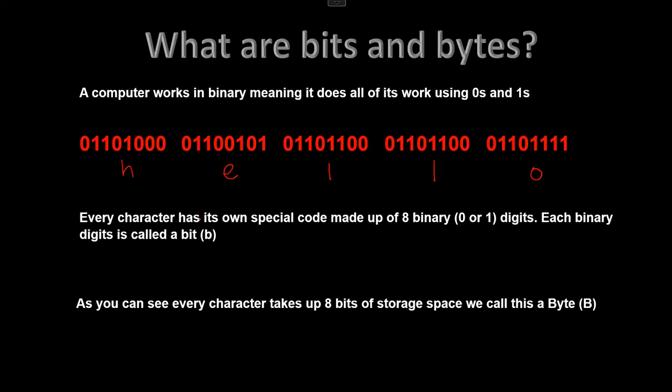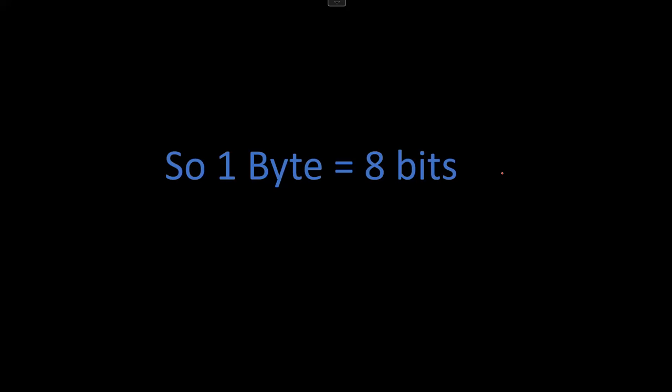And as you can see, every character takes up 8 bits of storage, and we call each one of these a byte. So the word hello has got 1, 2, 3, 4, 5 bytes of storage. So that's the first important piece of information. 1 byte is 8 bits.